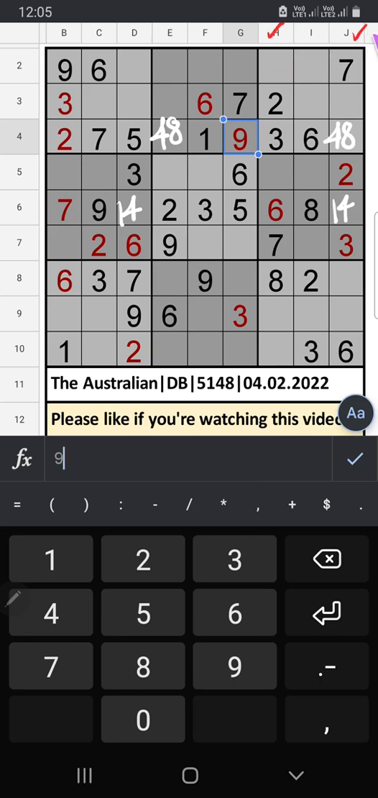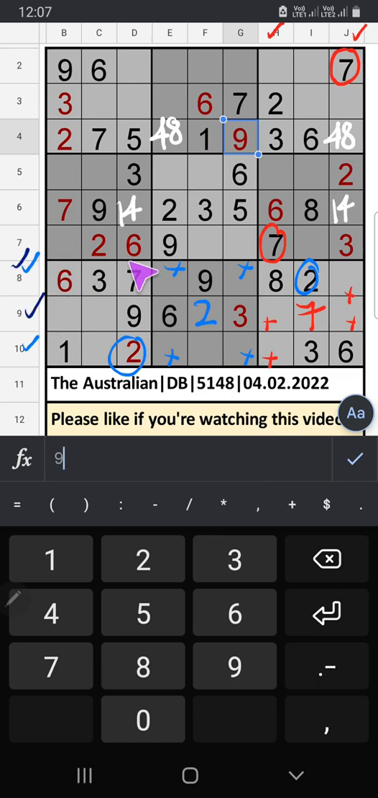Column H and column J we have 7. So 7 can't come in these cells. Then 7 is confirmed here. 8th row and 10th row we have 2. So 2 can't come in these cells. Then 2 is confirmed here.